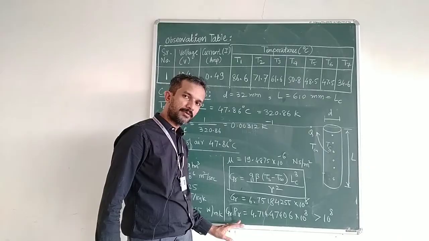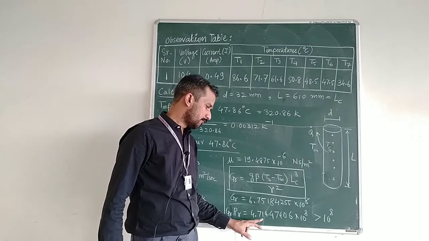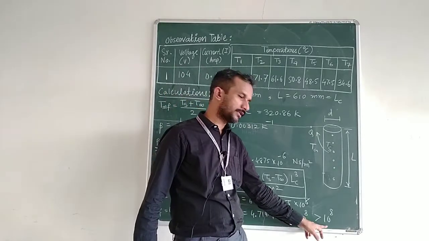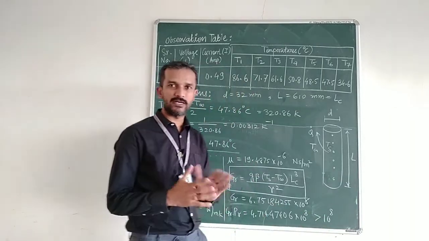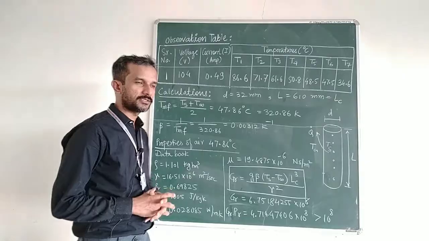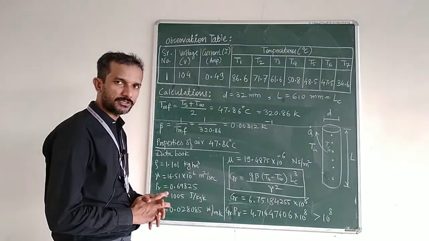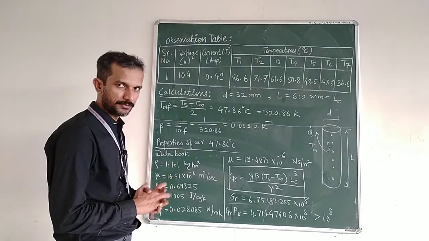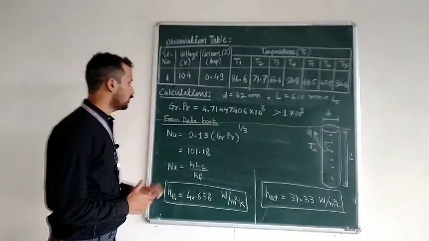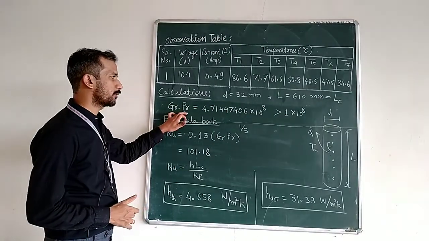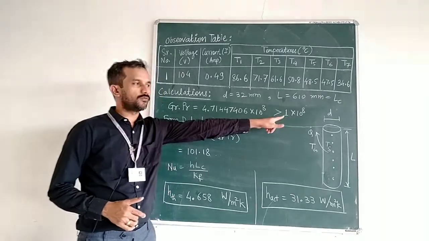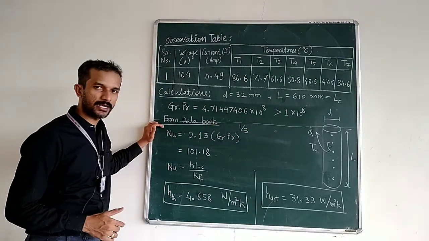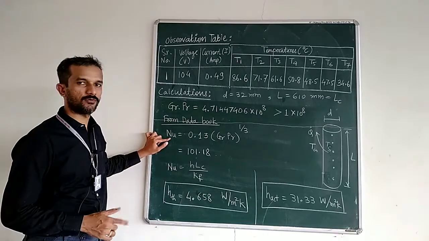Multiply the Grashof number and Prandtl number, you will get this value. We find out that it is greater than 1 into 10 raised to 8. So from this value you can select the correlation from the data book, and using that correlation we can make the remaining calculations for the theoretical heat transfer coefficient. So we have got the product of Grashof number and Prandtl number as this value, which is greater than 1 into 10 raised to 8. So with this information from the data book, we can get the correlation for this particular case.